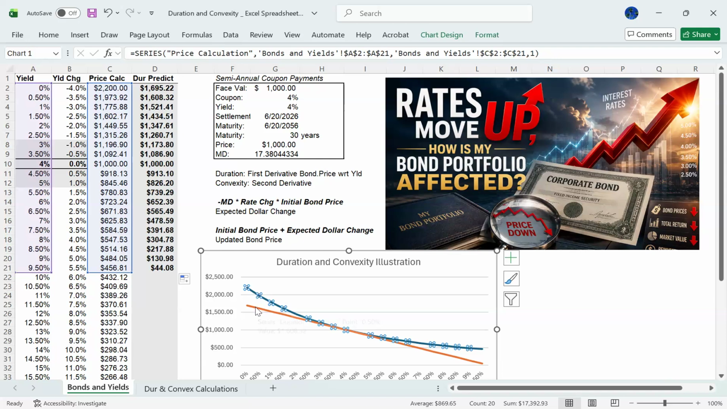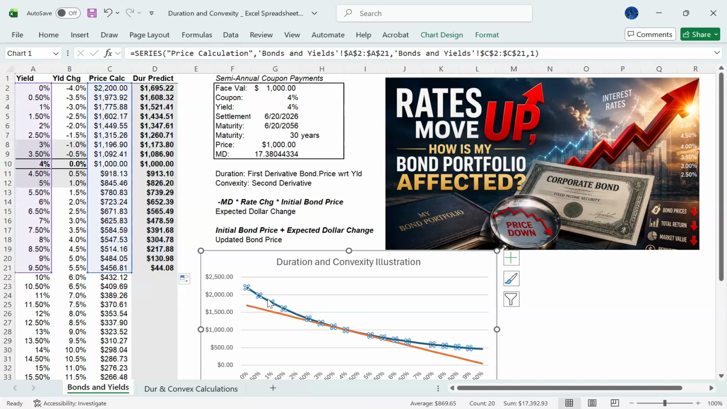So in this case, we need to adjust and add the distance between the orange lines to the blue line. If we want to use duration, then we have to take the prediction from duration plus the prediction from convexity, and then we end up very close to the blue line, which is the actual bond price.